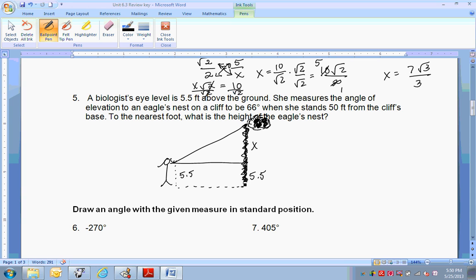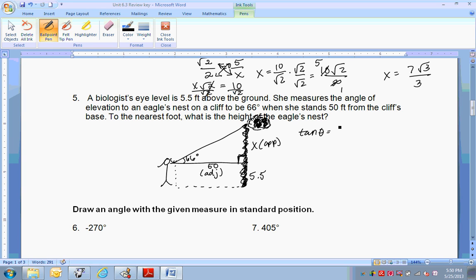Well, we know the first bottom part is 5.5, but we need to find the side of this right triangle that we've drawn based on her eye level. And we know that the eagle's nest on a cliff is 66 degrees up from where she's looking, so we can label this angle right here 66 degrees. And we know that she's 50 feet away from the cliff, so the side of this right triangle we've drawn is 50 feet. So now we have a theta, we have the side opposite from our theta, and we have the adjacent side. So we're going to use tangent again.